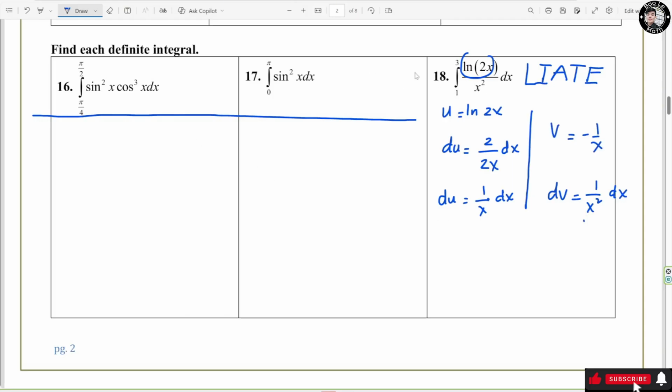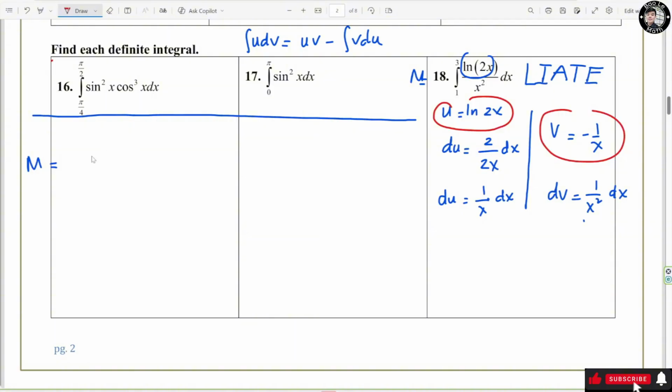So this guy right here, I call this m. So m becomes, remember, the antiderivative of u dv equals u times v minus the antiderivative of v du. So we have u times v, u is right here and v is right here. So you have negative ln 2s over s evaluated from 1 to 3, minus the integral from 1 to 3 of v du, v right here and du is right here. If you multiply this one, it's going to be negative 1 over s squared ds.